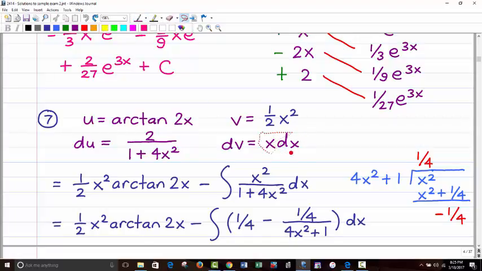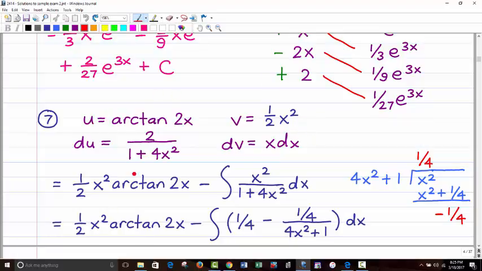That's a mistake on my part. Oh, that's all right. But yeah, it should be dx. And then if dv is x dx, the antiderivative would be 1/2 x squared.